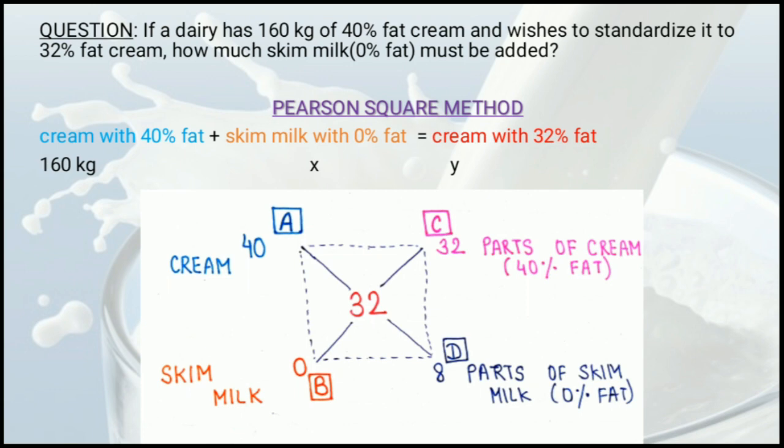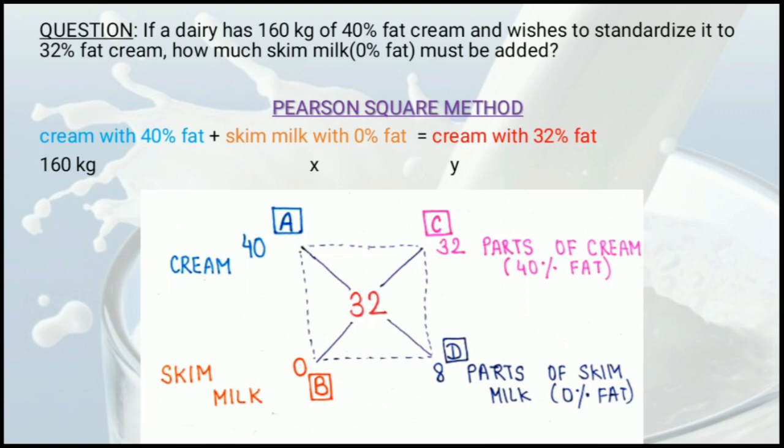So you can see that A and C are facing each other. It means both the values of A and C are for cream. As the A value is for cream, C will also be for cream. The B value is for skim milk, so the D value is for skim milk only. It means 32 parts of cream which has 40% fat and 8 parts of skim milk which has 0% fat are to be mixed so that a cream with 32% fat can be made.